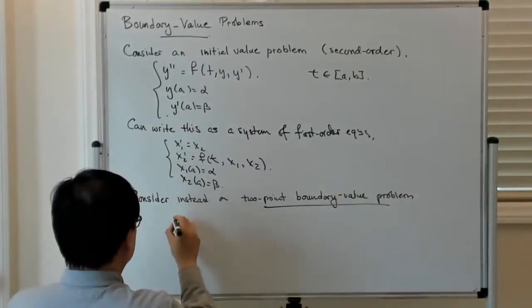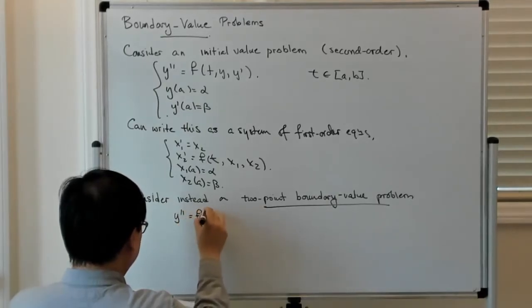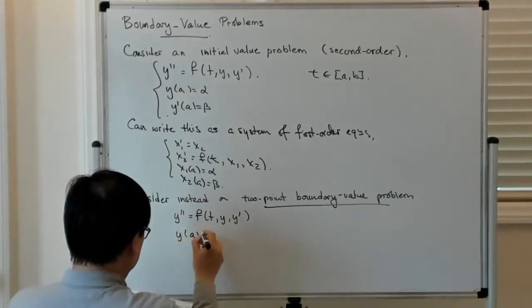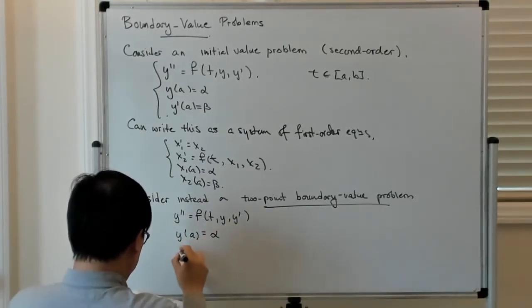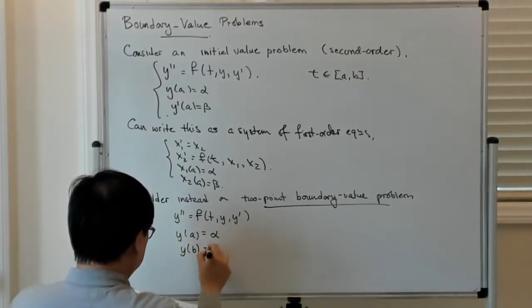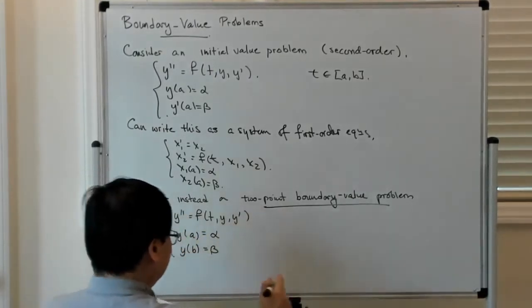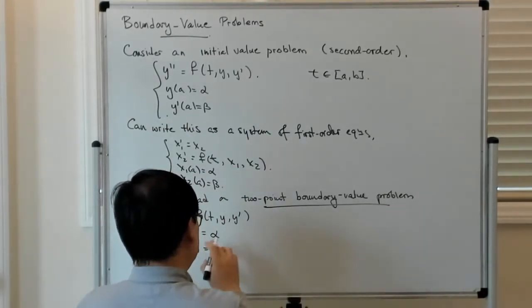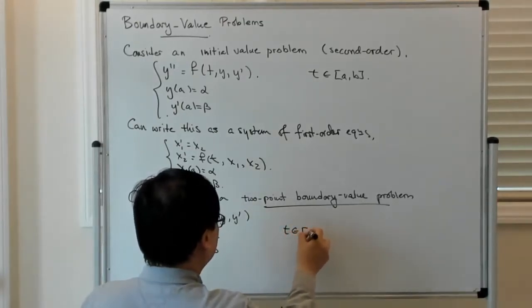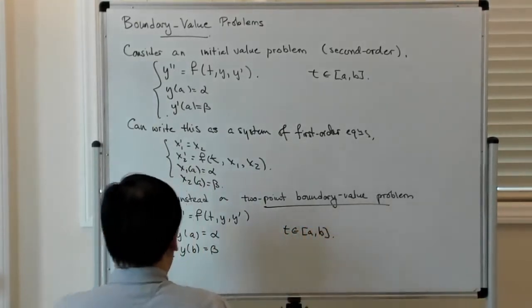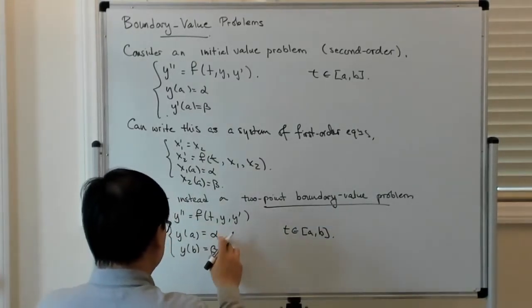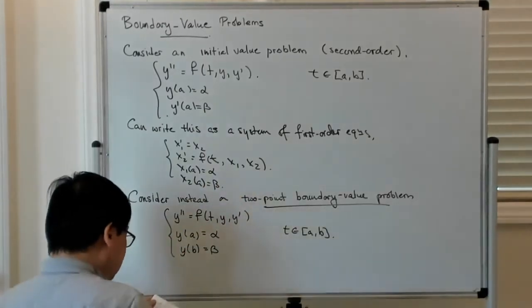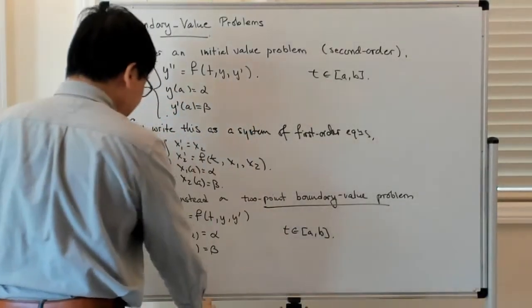Okay, so let's say y double prime is equal to f of t, y, y prime, and we have y at a is alpha, and y at b is beta. So now we have a different set of conditions. They're no longer initial conditions, but boundary conditions. So you specify y at the two endpoints, t is from a to b, right? And you can ask, can you solve this using boundary conditions instead of initial conditions? So let's look at an example of this.